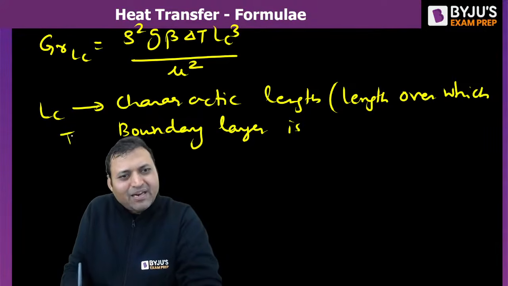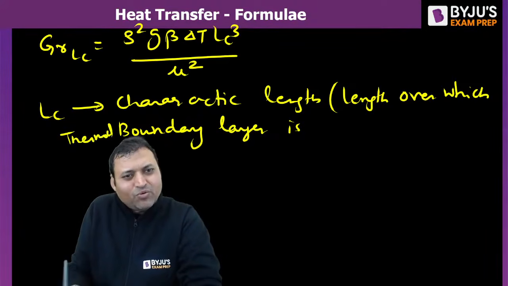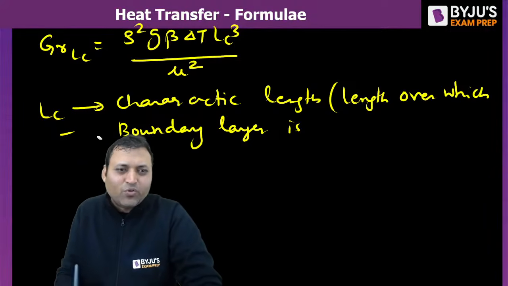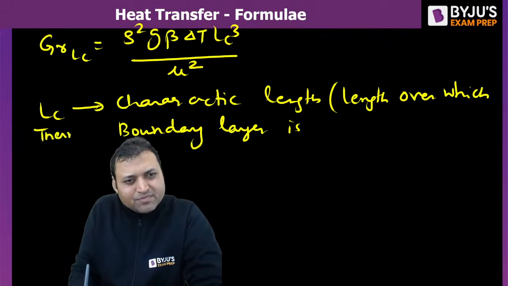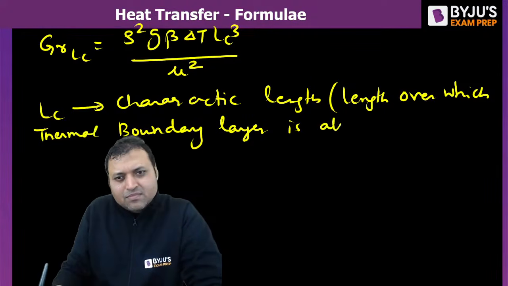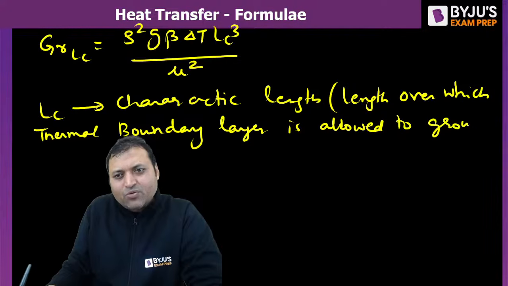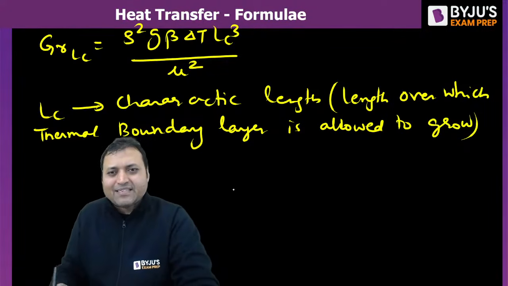Or thermal boundary layer is allowed to grow. The length over which the thermal boundary layer is allowed to grow, that is called as characteristic length.